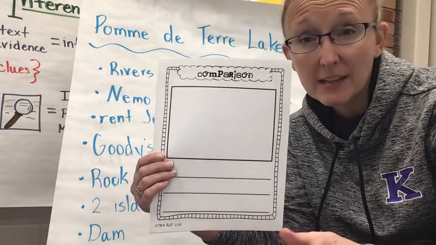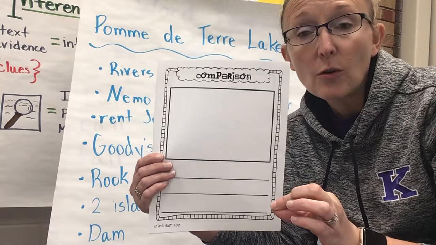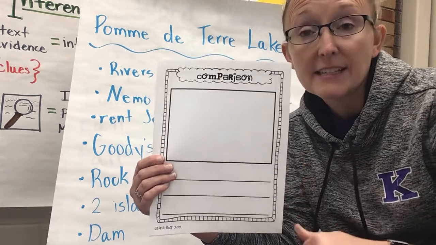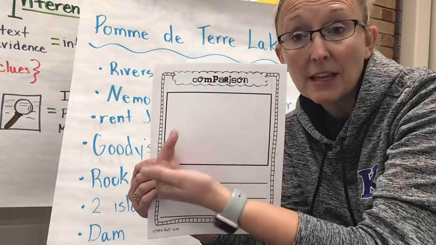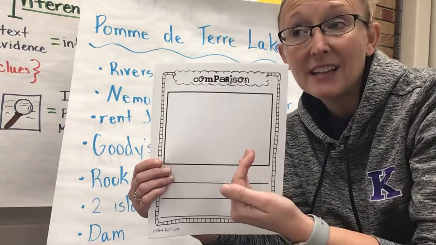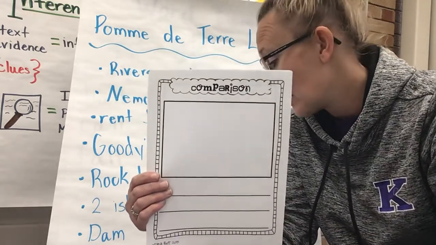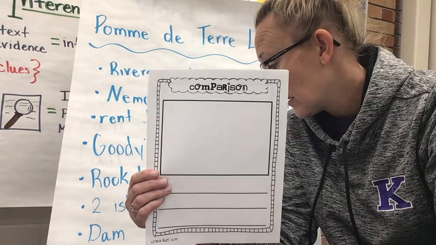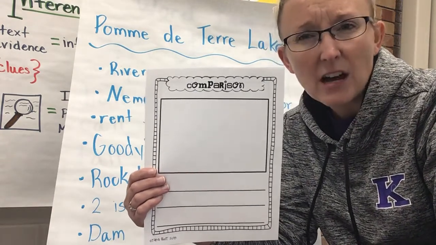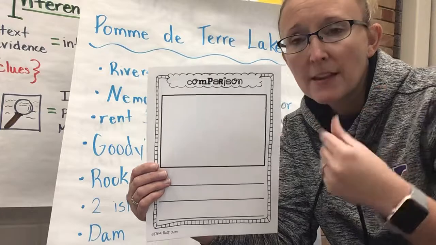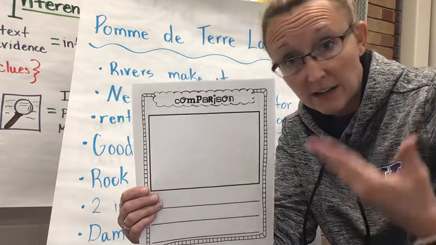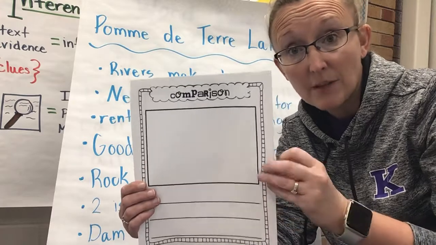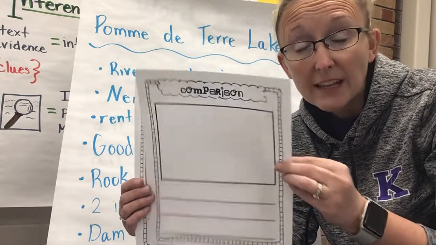Okay, here's a comparison page. This is where you're going to be comparing your topic to something else. Okay, so if you have Pokemon, you might say something like Pokemon is kind of like, oh gosh, let me think, Bakugan. They are kind of alike, right? So something like that. Or I could say Pomme de Terre Lake is kind of like another lake, or kind of like the ocean or something, right? I can compare it to two things.